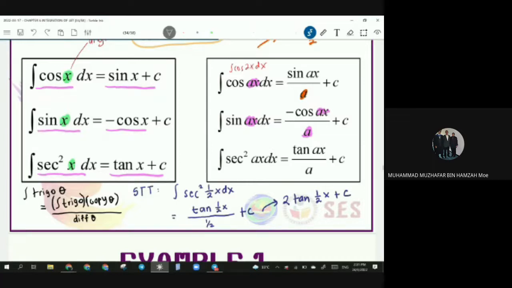Saya tak sebut dia sebagai differentiate, saya sebut coefficient of x per kali bagi x. Tapi kalau korang nak sebut the differentiate pun actually also accepted, boleh sahaja.